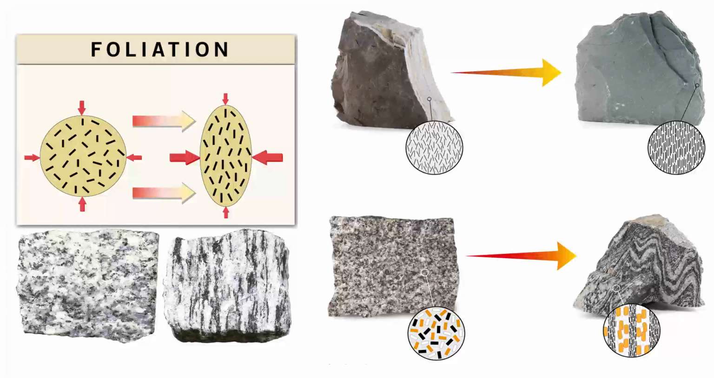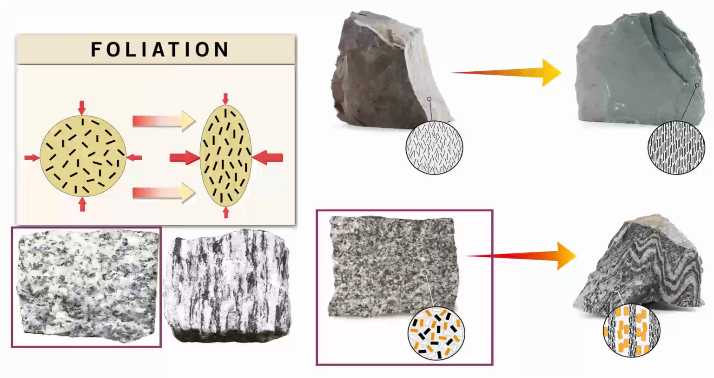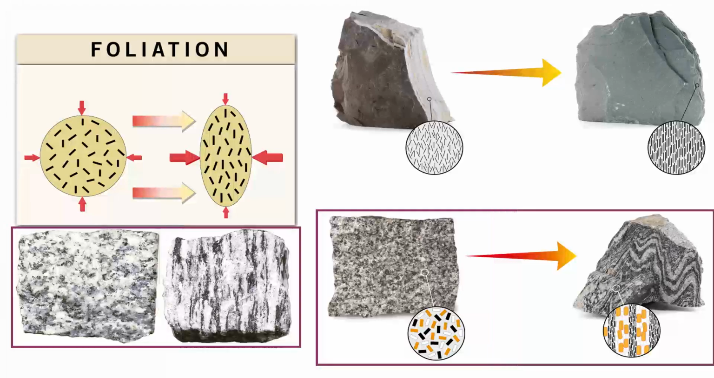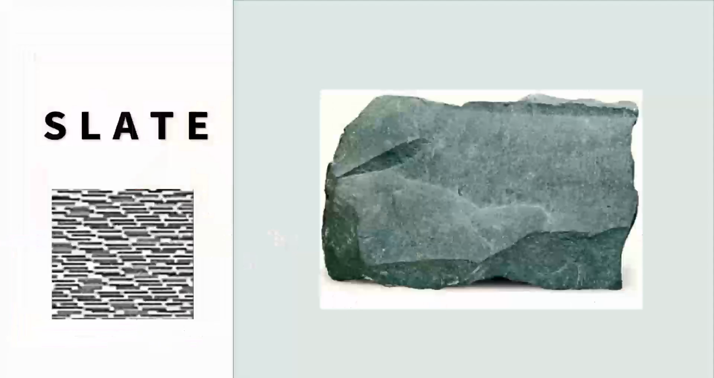So if we look at these rocks, which are granite, we can see that the mineral grains are going every which way, right? But as unequal pressure is exerted on these rocks coming from the left and right directions, we get foliated metamorphic rocks. So let's meet those rocks.